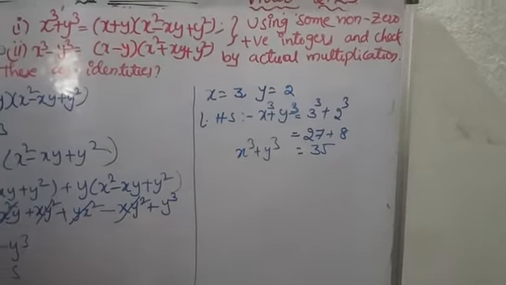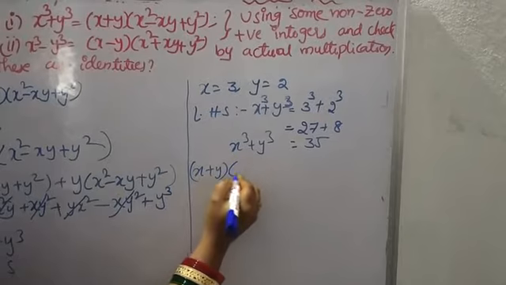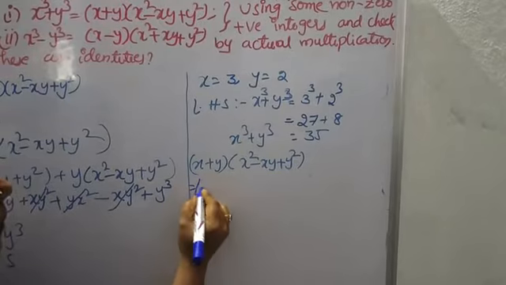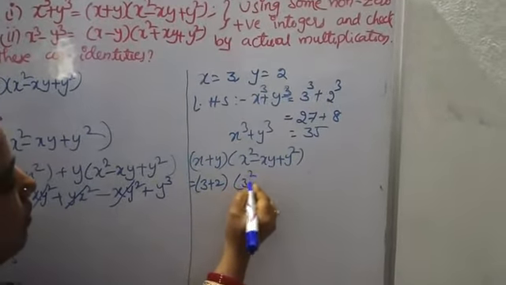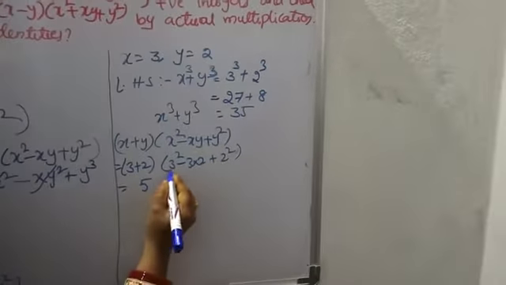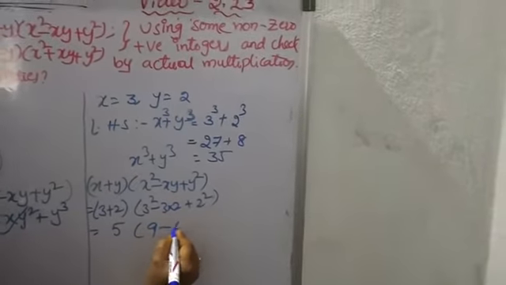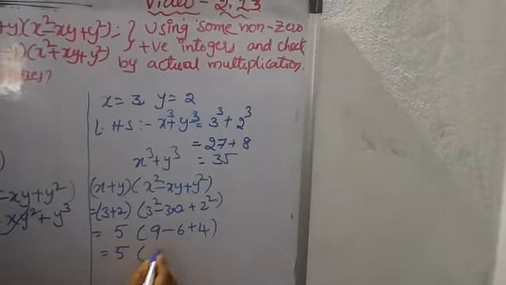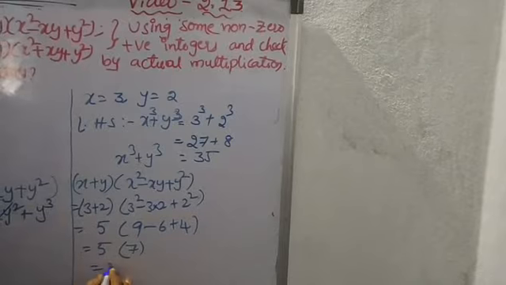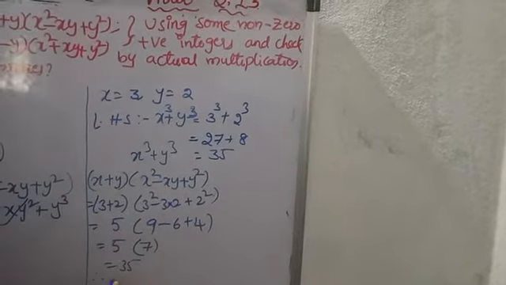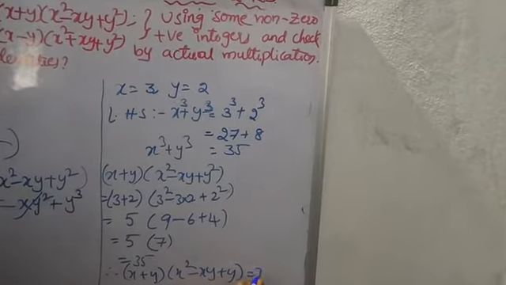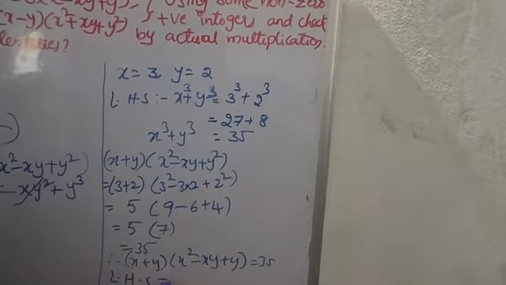Now going to the RHS. x plus y into x square minus xy plus y square. Substitute the values. In the place of x, 3 plus 2, x square 3 square, minus xy 3 into 2, plus y square 2 square. 3 plus 2 is 5, into 3 square means 9, minus 3 2s are 6, plus 2 square means 4. 5 into 9 minus 6 is 3. 3 plus 4 is 7. 5 into 7 is 35. Again we are getting the RHS value, x plus y into x square minus xy plus y square, is equal to 35. So LHS is equal to RHS.